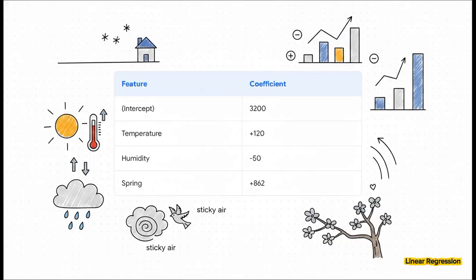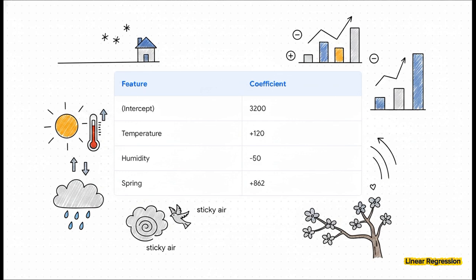So the model spits out this table, and it basically reads like a story. That intercept, 3200, that's our starting point, our best guess for a cold, non-humid winter day. Then you see temperature has a coefficient of plus 120. That means for every single unit the temperature goes up, we can expect about 120 more rentals. But look at humidity, it's minus 50. So stickier air means about 50 fewer rentals.